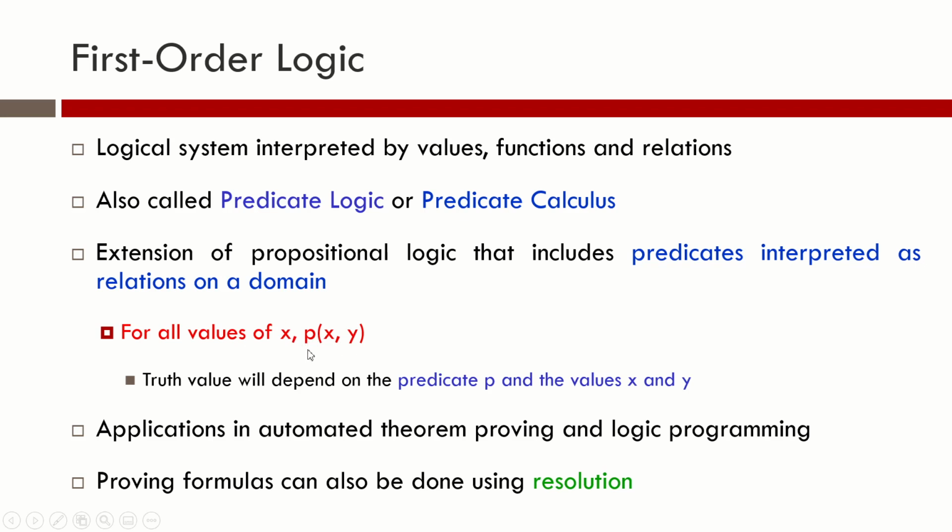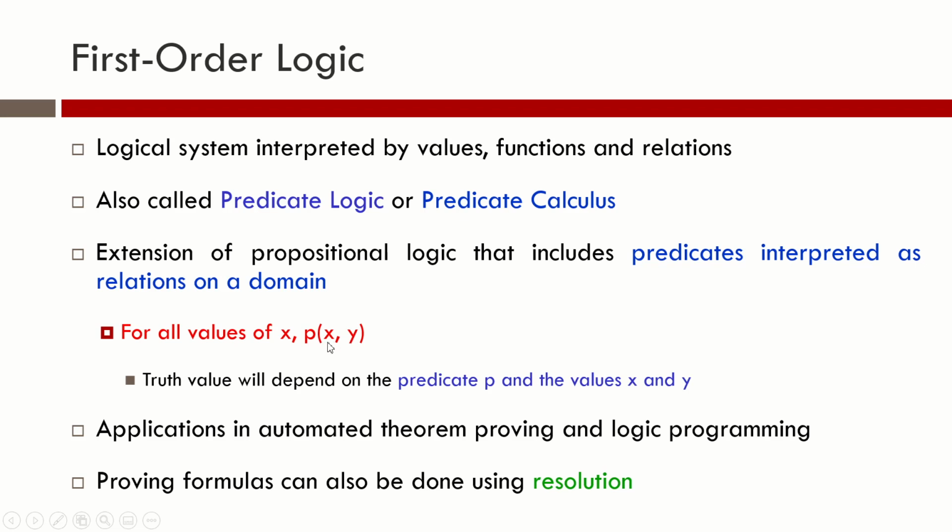Here, P is actually the predicate. So the truth value of this statement will depend on the predicate P as well as the values that are assigned to x and y. Suppose the predicate is, say, greater than, and x is any number in the set of natural numbers, and let the value of y be 0.